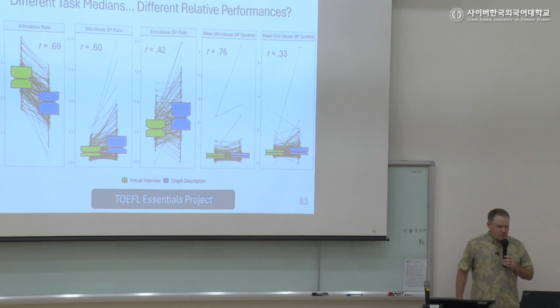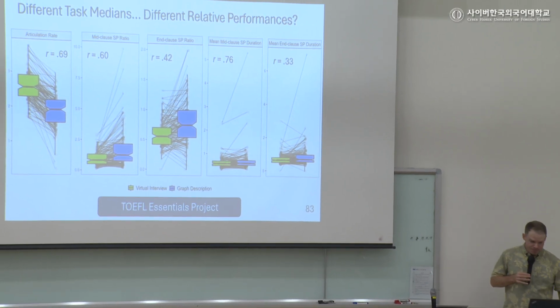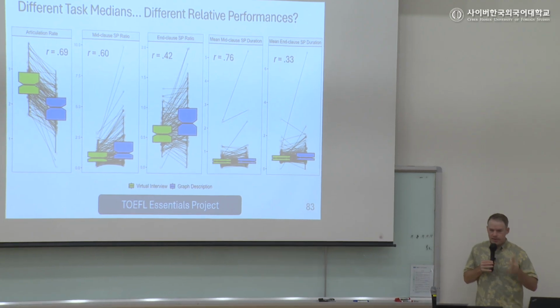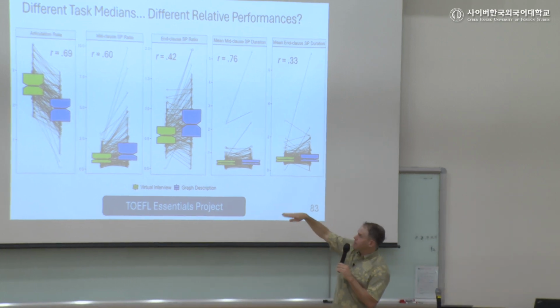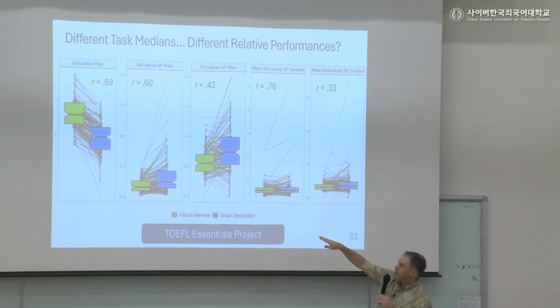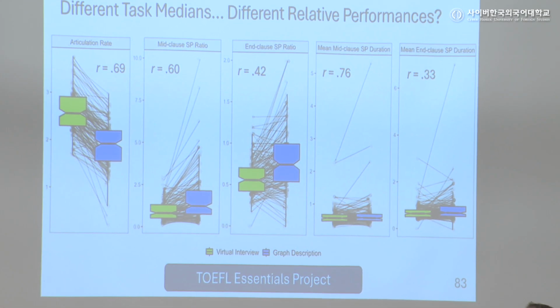And just to highlight this a little bit more, some of the task difference medians. I showed you this for the PTE, but here's some from the TOEFL. So now we're looking at the virtual interview, which is arguably the most authentic TOEFL task, and then one of the lab tasks, the graph description. You can see at the task level, the average articulation rate is faster in the virtual interview than it is in the graph description, okay?